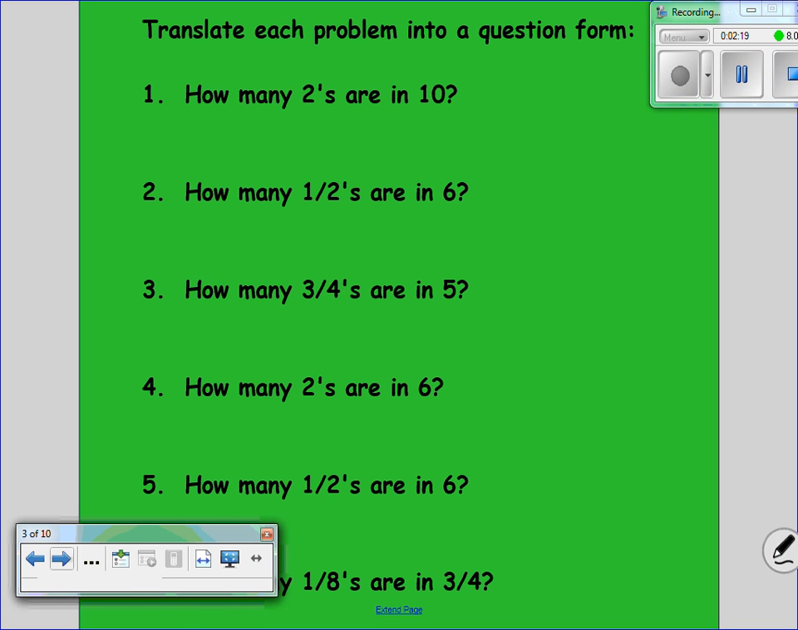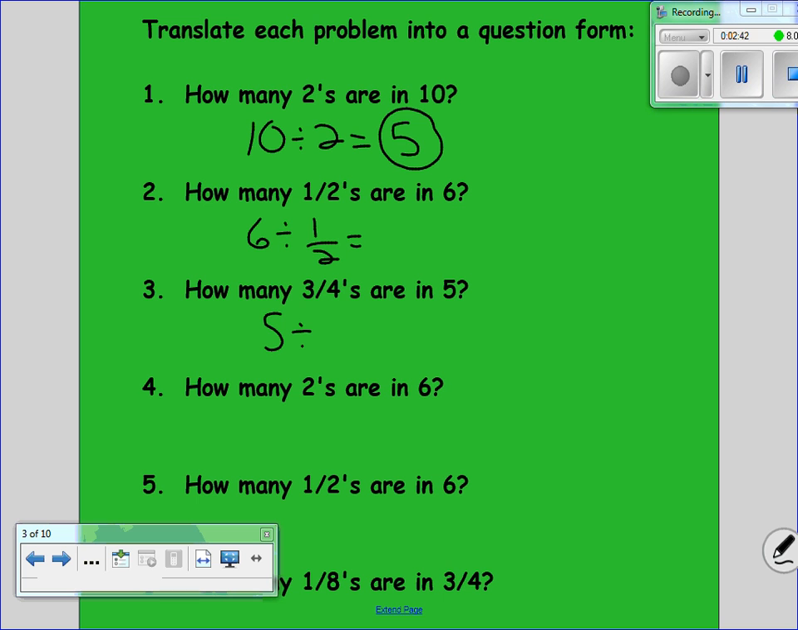Now let's do some division. How many 2's are there in 10? So I'd write this as 10 divided by 2. That one's easy. It's 5. How many halves are in 6? 6 divided by half equals what? I'm not exactly sure how to do that yet. Let's keep watching. 5 divided by 3/4 equals what?